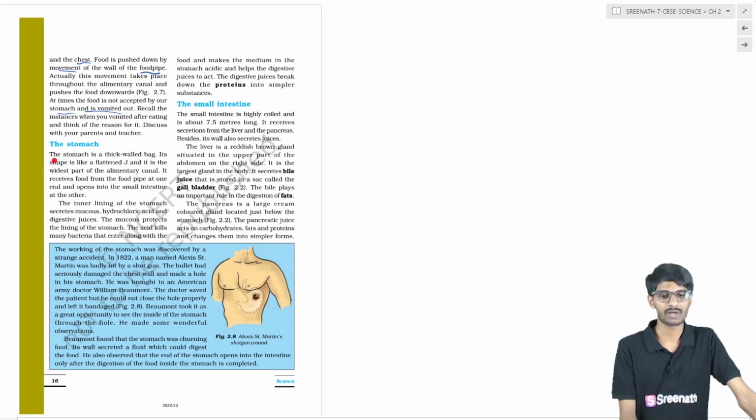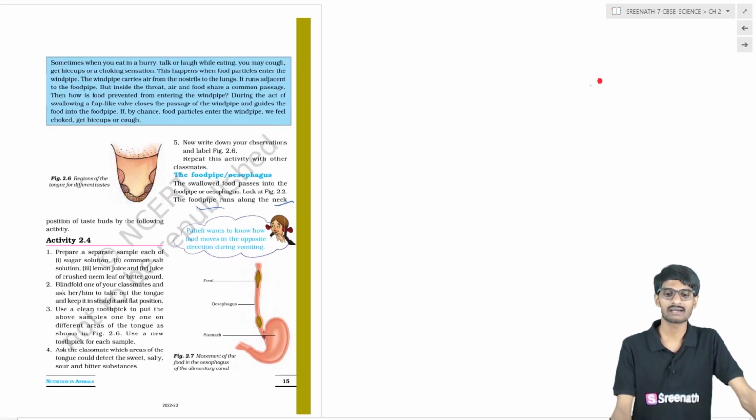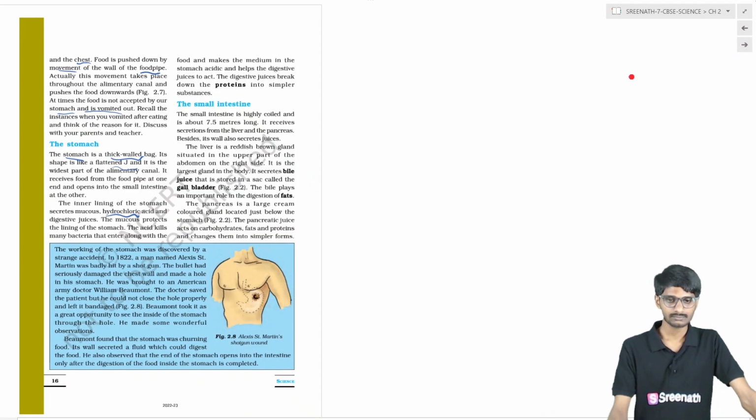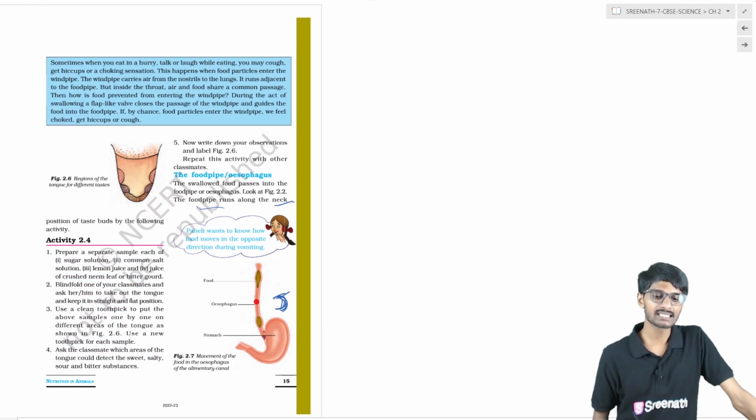And the next thing is the stomach. The stomach is a thick walled bag, and it will secrete hydrochloric acid. Its shape is like a flattened J. If you clearly see the stomach, it is like a J. Okay students, it is like a J. And one more thing is that it receives food from the food pipe. It takes food from the food pipe at one end, and at the other end it opens into the small intestine.